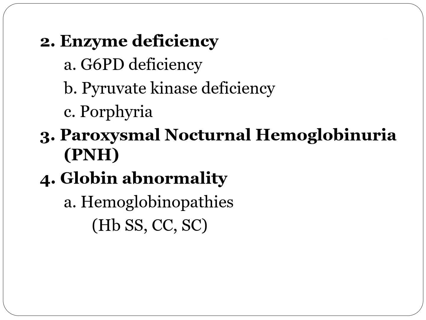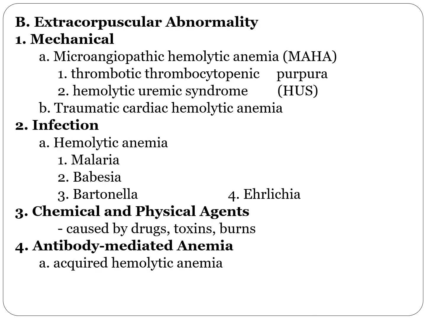Enzyme deficiency. Under enzyme deficiency, we have G6PD, we have the PKD, and the porphyria. Paroxysmal nocturnal hemoglobinuria or PNH. And lastly, we have the globin abnormality that includes the hemoglobinopathy. For the extracorpuscular abnormalities, we have mechanical. Under mechanical, we have the MAHA and the traumatic cardiac hemolytic anemia.